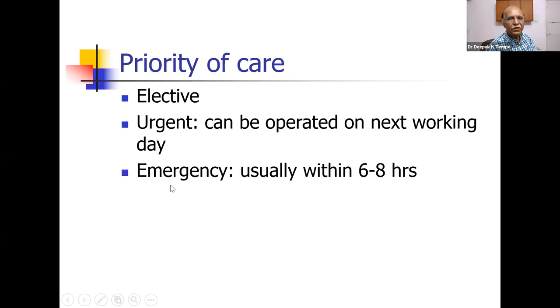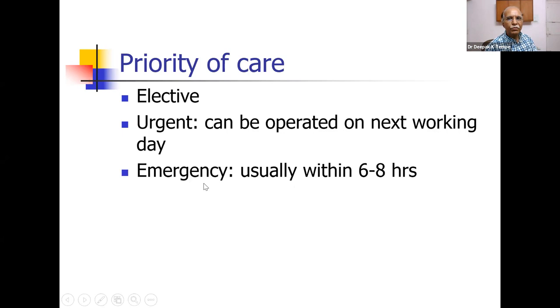And emergency surgery would usually be within 6 to 8 hours. So there is no time provided by this patient. A patient suffering from acute MI, for example. Now he needs to be operated, revascularized as soon as possible. And they carry a higher risk of morbidity and mortality. So it is very simple to understand that those patients who undergo a planned procedure will have less risk as compared to those who undergo a procedure in an emergency.